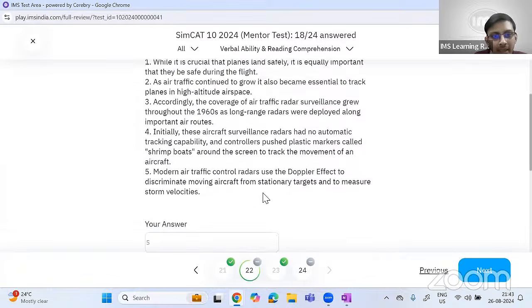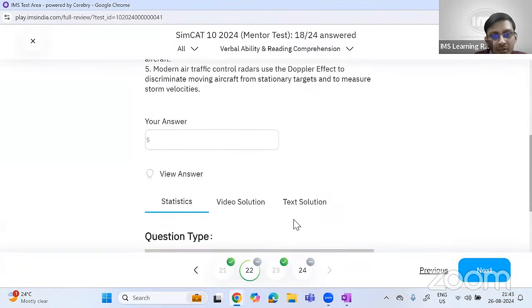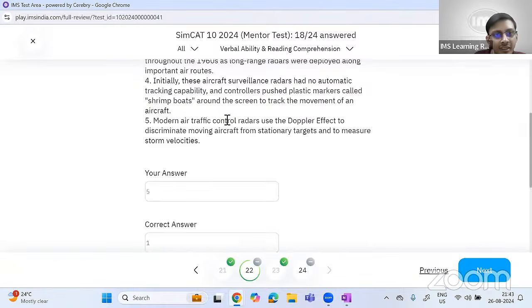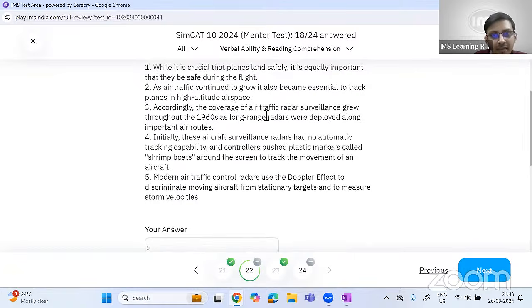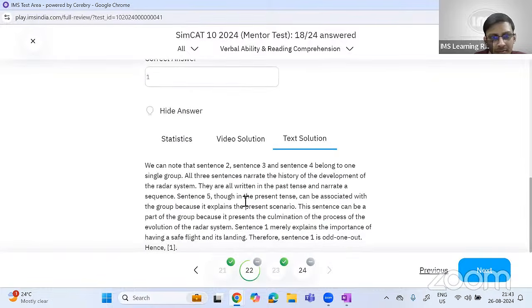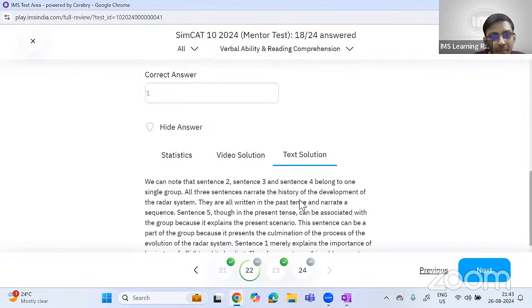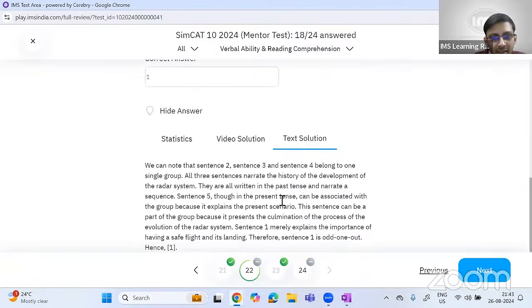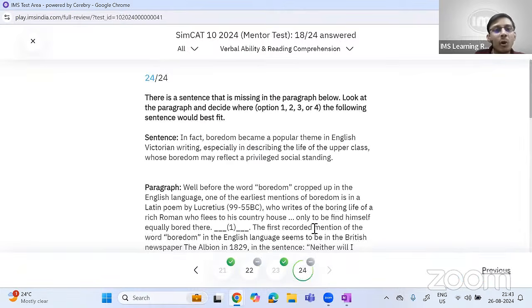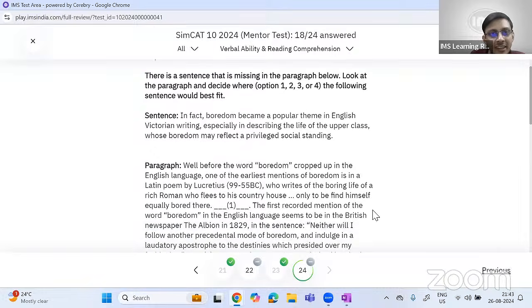Odd one out, I don't mind. Modern air, this was not correct. Okay. 2, 3, and 4 belong to a single group. Air traffic coverage, yeah, single group. Okay, past tense and present tense. One second. Past tense, present tense associated with the group present scenario. Okay, I'll have to spend some more time thinking about it and absorbing the logic basically.